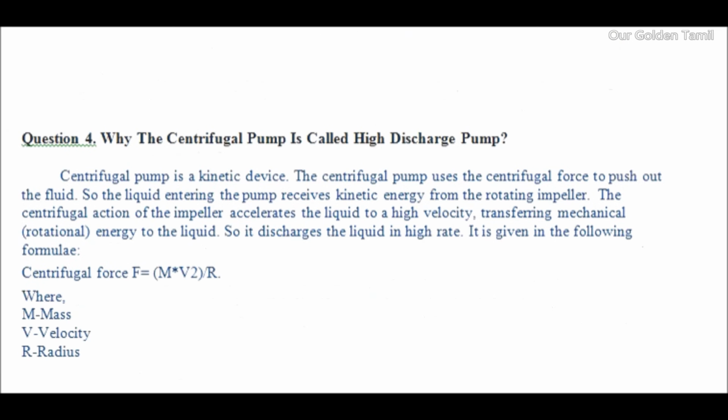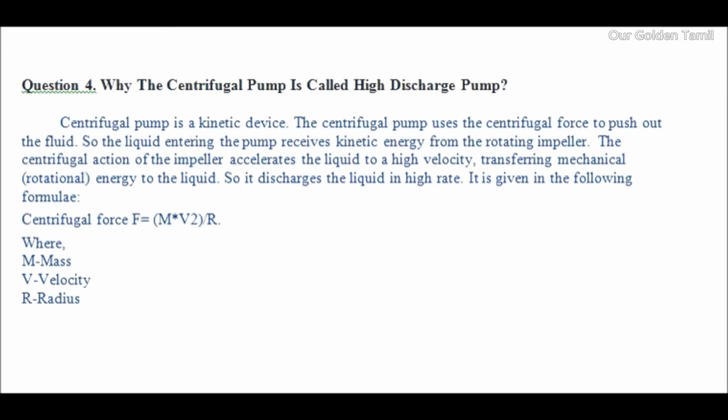Question 4. Why the centrifugal pump is called high discharge pump? Centrifugal pump is a kinetic device. The centrifugal pump uses the centrifugal force to push out the fluid. So the liquid entering the pump receives kinetic energy from the rotating impeller. The centrifugal action of the impeller accelerates the liquid to a high velocity, transferring mechanical, rotational energy to the liquid. So it discharges the liquid at a high rate. It is given in the following formula. Centrifugal force F = mv²/r, where m is mass, v is velocity, r is radius.